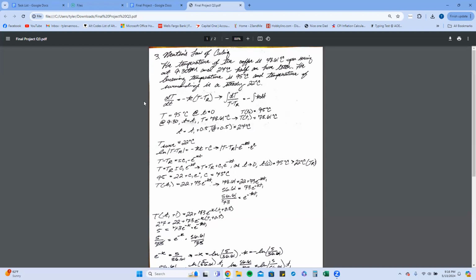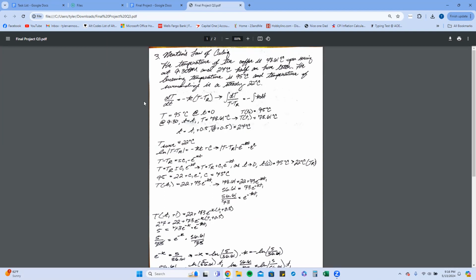So here we just have the initial conditions, the information that we need in order to solve this problem. Temperature is 78.61 degrees upon serving at 9:30 a.m. and it's 27 degrees Celsius half an hour later, so 10 a.m. The brewing temperature is 95 degrees Celsius. Temperature of surroundings is a steady 22 degrees Celsius.